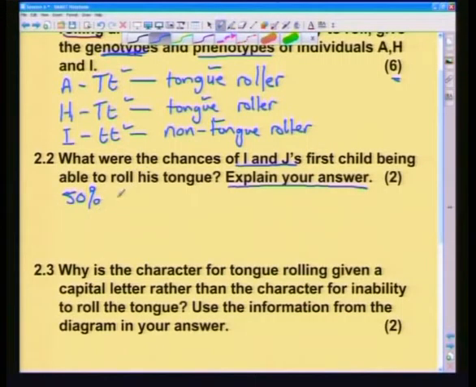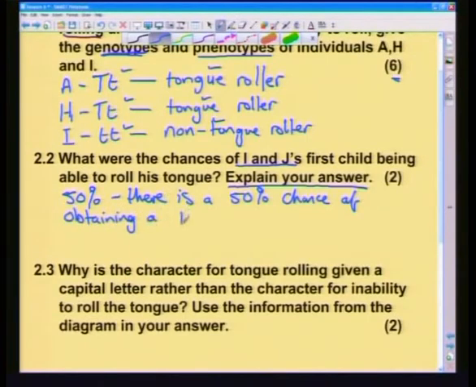All right? Why? Now we have to explain it. There is a 50% chance of obtaining a capital T, small t combination. All right, that's what it is. You could also say there's a 50% chance of a small t, small t combination, so therefore your capital T, small t will always be 50%. And there you've explained it, and you get your 2 marks.